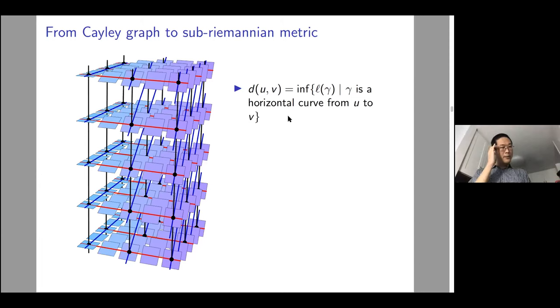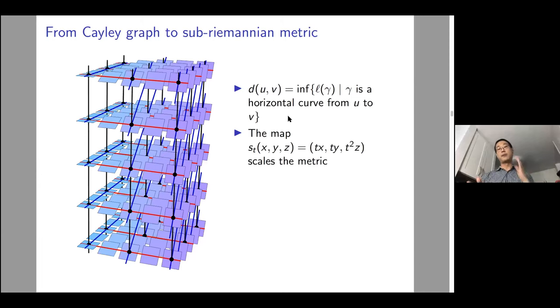So what can we say about this metric? Well, like I said, a lot of the properties from the discrete metric carry over. For example, we had this nice scaling of the lattice in the Heisenberg group where you scale by n, by n, by n squared. That's going to carry over to the metric on the Lie group. If you scale by t in the x direction, t in the y direction, and then t squared in the z direction, you can check that this sends horizontal planes to horizontal planes, and it stretches every horizontal vector by a factor of t. So therefore, it's going to send horizontal curves to horizontal curves, and it's going to scale the metric by a factor of t.